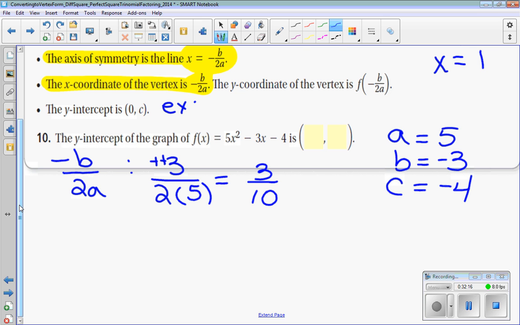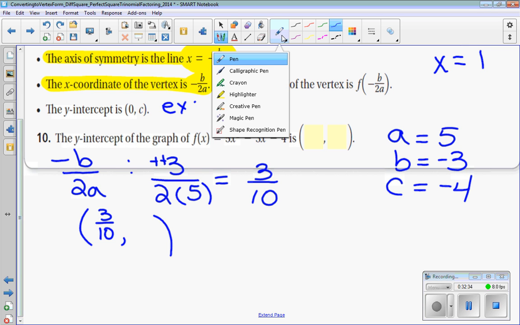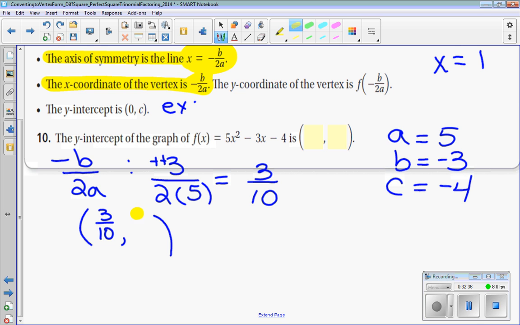Ooh, it's a fraction. Is that okay? All right, if I have to, sure. That is the axis of symmetry. That is also the x-coordinate of the vertex. How do you think I could find the y-coordinate? How do I find this number? Well, you just plug it into here.